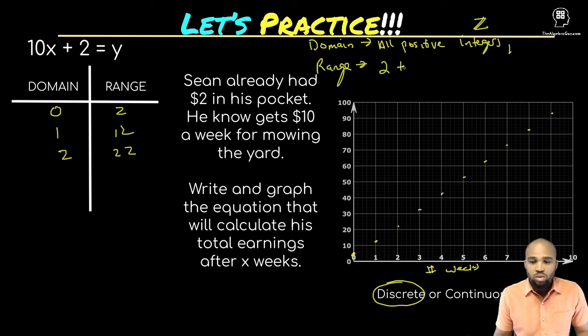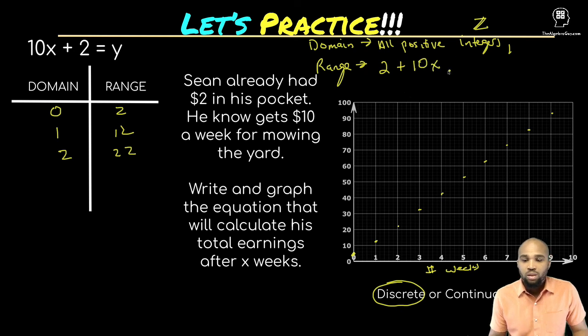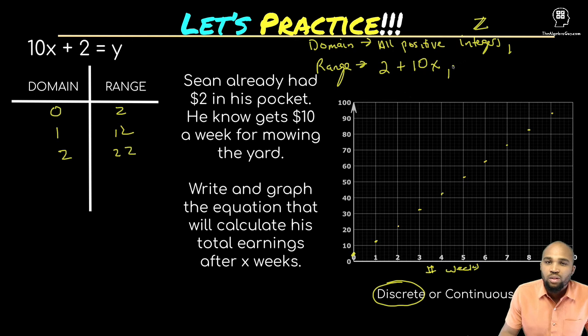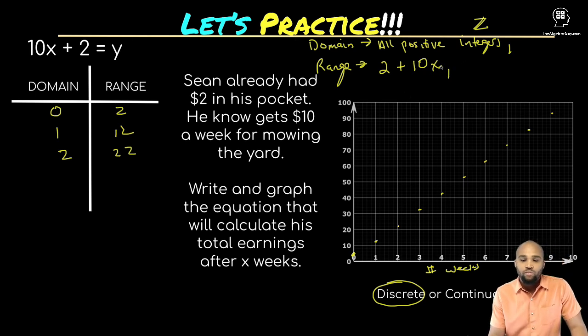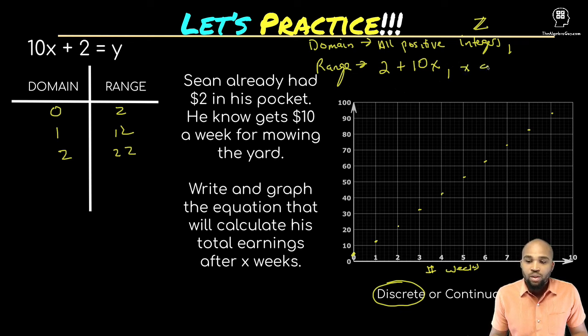2, yeah, I'll say 2 plus 10x. And you're going to have to qualify that by saying this x cannot be negative, because we're not talking about negatives where x's are all positive. Well, your range is not going to be negative because you're not going to lose money. You're just going to get positive. So you're going to say something where your x's are all positive.